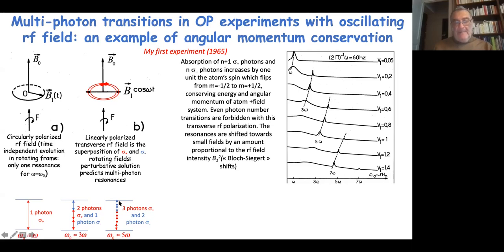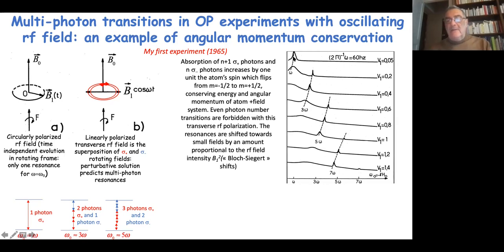And so I did the experiment by just pumping the atoms with circularly polarized light and looking at the fluorescence as I was tuning the magnetic field across the values omega 0 equal omega, omega 0 equal 3 omega, omega 0 equal 5 omega. And you see here that indeed you have a 1-photon transition here, the 3-photon transition here, 5-photon here, 7-photon here, and you can even guess that you have a 9-photon transition here.